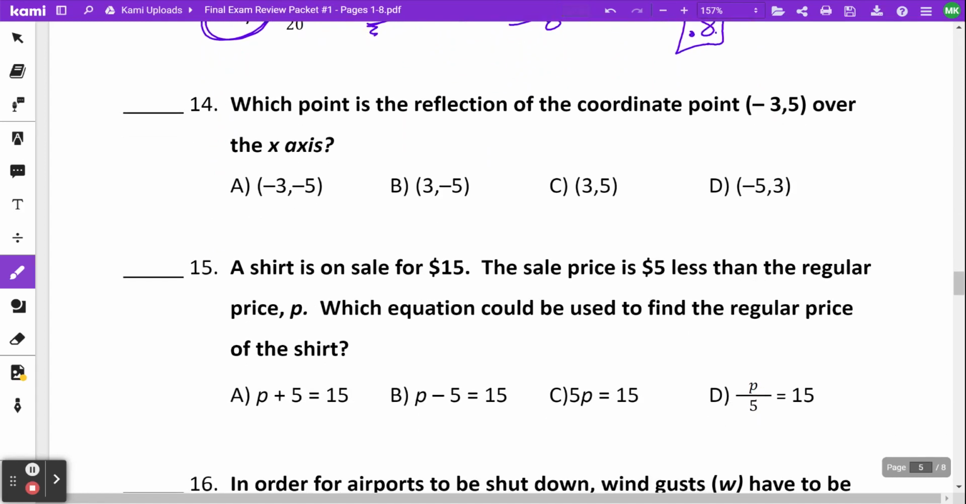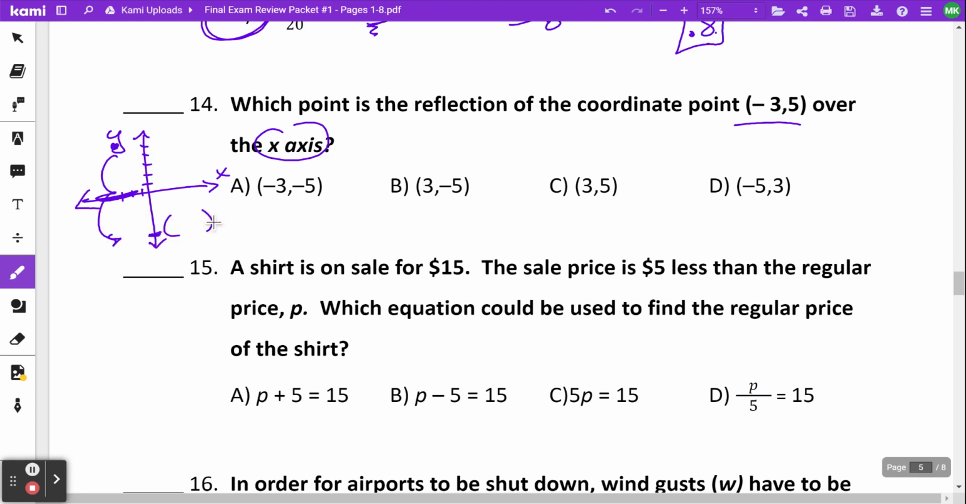So which point is the reflection of the point over an x-axis? Well, I'm going to draw that one. So here's my x, here's my y-axis, and I'm going to put this guy at a -3. 1, 2, -3, right? 1, 2, 3, 4, 5. There it is. There's the point, and it's reflecting over the x-axis. Here's the x. So he's going to jump over. He's going to land over here somewhere.